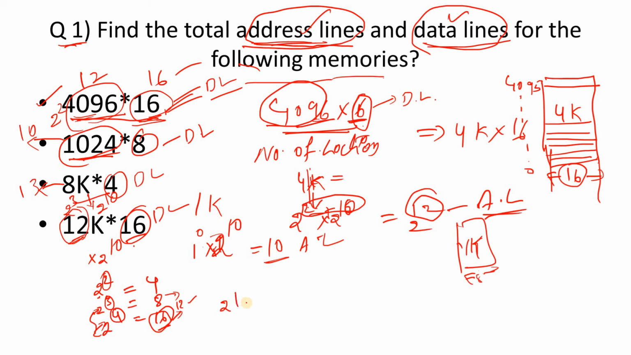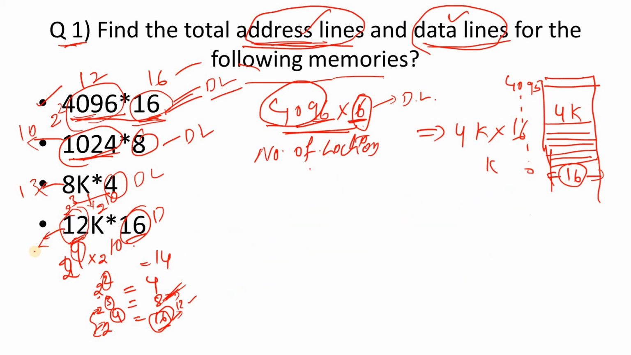So 2 power 4 is equal to 16, and we always have to consider the maximum value. So we consider 4 address lines. That means 2 power 4, which is not exactly 12 but above the 2 power 3 value. So 12 is above the value of 8, and we consider 2 power 4 in this case. So 4 plus 10 is equal to 14 address lines. Finally, 12k needs 14 address lines.